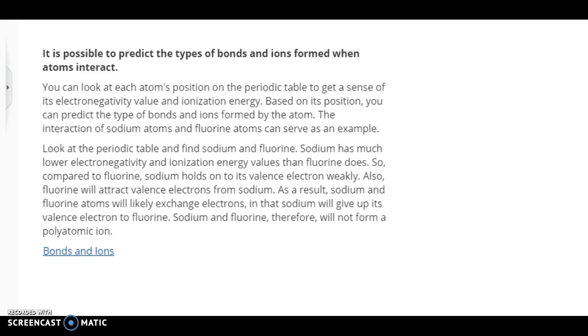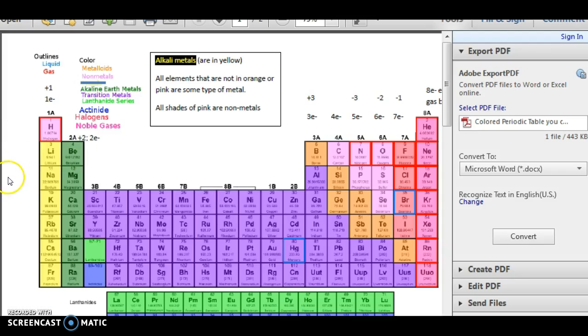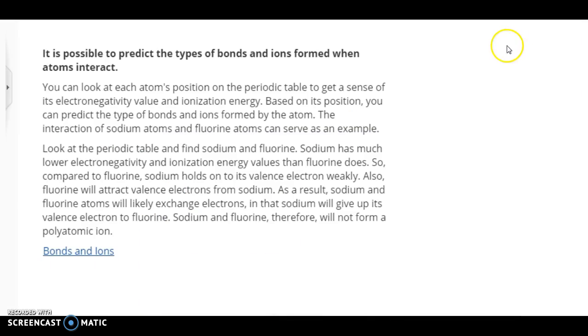Look at the periodic table and find sodium and fluorine. All right, so sodium, fluorine. We have a metal and a nonmetal. That should be your instant thing that you know it's going to be an ionic bond. But again, we can go over the why.